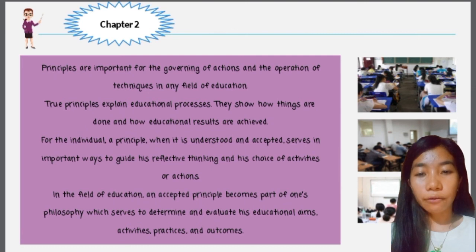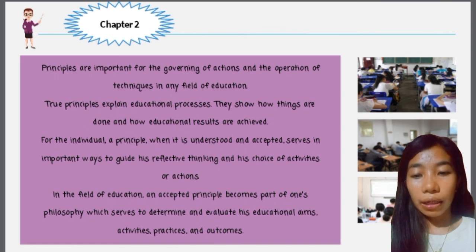Principles are important for the governing of actions and the operation of techniques in any field of education. True principles explain educational processes. They show how things are done and how educational results are achieved. For the individual, a principle, when it is understood and accepted, serves in important ways to guide his reflective thinking and his choice of activities or actions. In the field of education, an accepted principle becomes part of one's philosophy, which serves to determine and evaluate his educational aims, activities, practices, and outcomes.